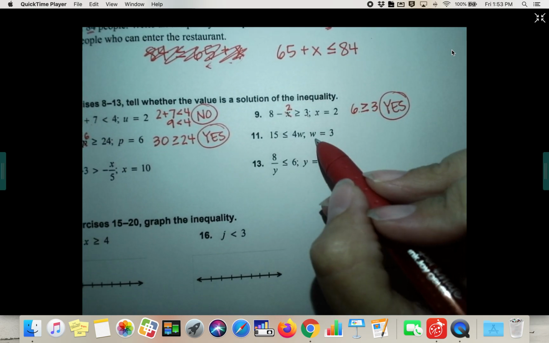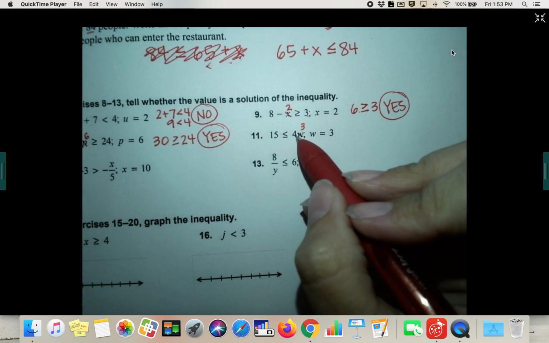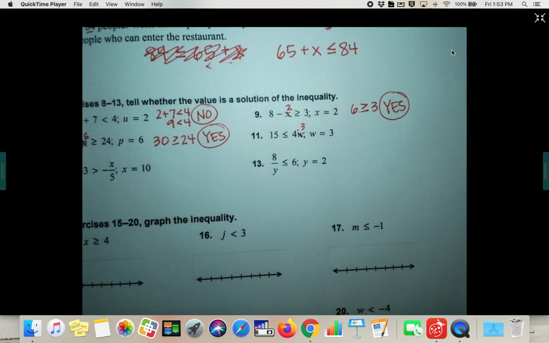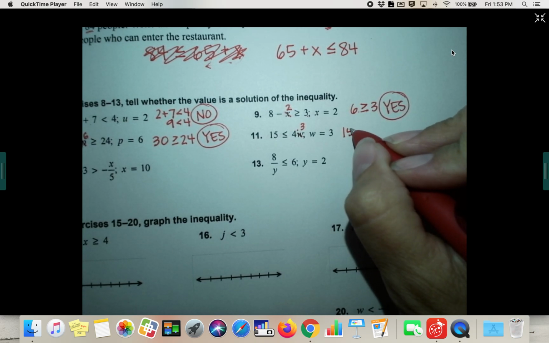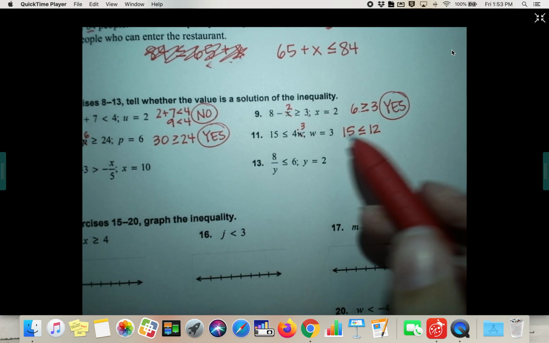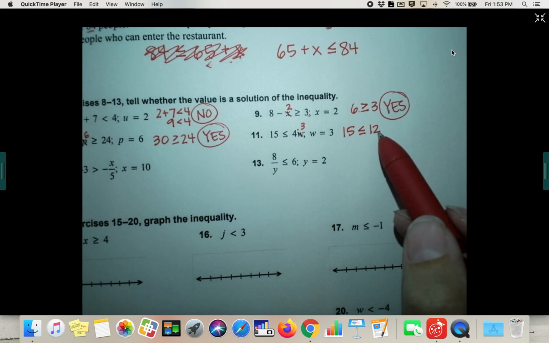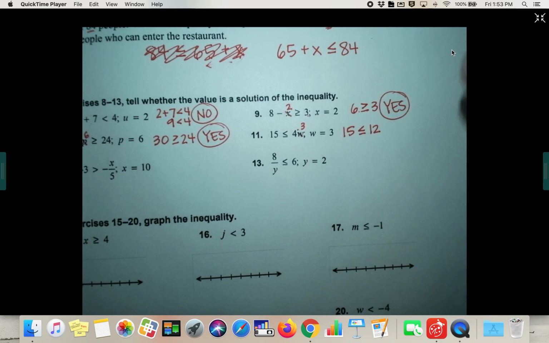Number 11, W equals 3. So instead of W, I want you to see it as a 3. These are squished up against each other, so that means multiply. So what we're looking at is 15 is less than or equal to 12, because 4 times 3 is 12. So is 15 less than 12? No, it is not. Is it equal to? No, it is not. So this is no.